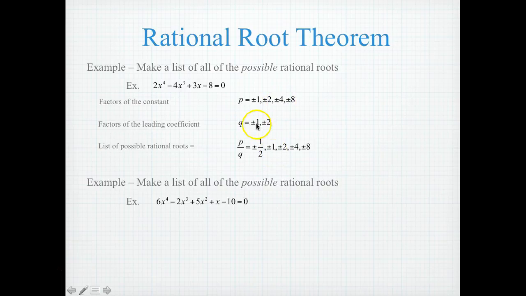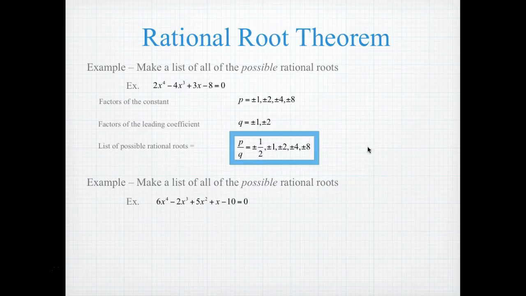Then we have 4 over 1, which is ±4. 4 over 2 is 2, which we already have listed. We have 8 over 1, which is ±8. And we have 8 over 2, which is 4, which we already have in our list. So the complete list of possible rational roots is ±1/2, ±1, ±2, ±4, and ±8. So in this case, there are 2, 4, 6, 8, 10 possible rational roots to the polynomial equation that we started with.